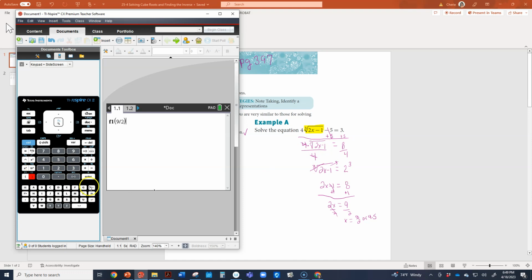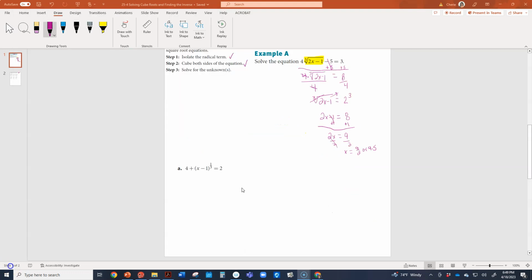And it's going to plug it in and chug it out, and on the left hand side, when you plug in 9/2, this side calculates to give you 3. So we end up with 3 equals 3, which is a true statement. So that's another way that you can check your answer. It doesn't matter if the problem is written with a 1/3 rather than a radical. If you don't like working with the 1/3, then simply rewrite it as a radical. The steps will be the same.